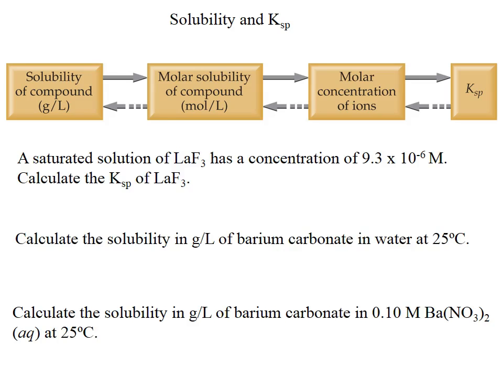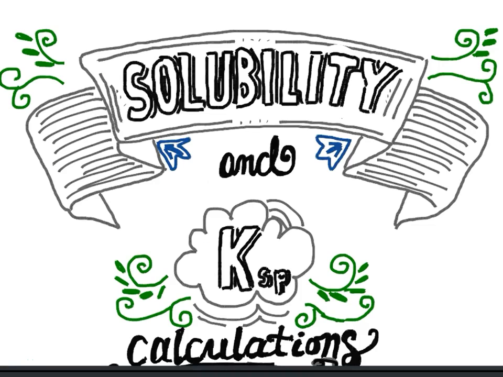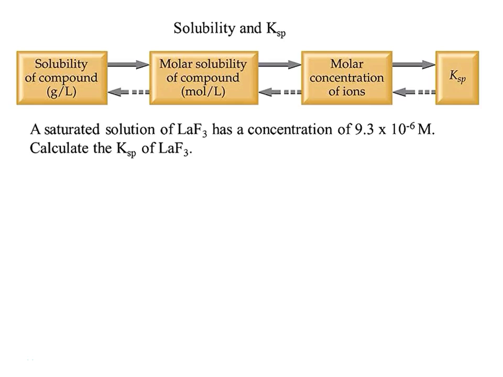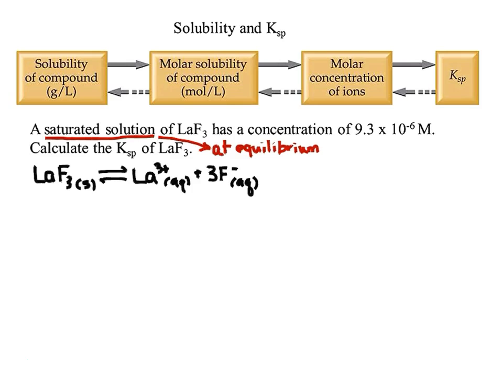So we have a few example calculations here. We're going to do some solubility and Ksp calculations. Let's start with this first one. We're given a concentration of a saturated solution. Saturated implies that the solid is in equilibrium with the aqueous phase. So that's where Ksp would be relevant.